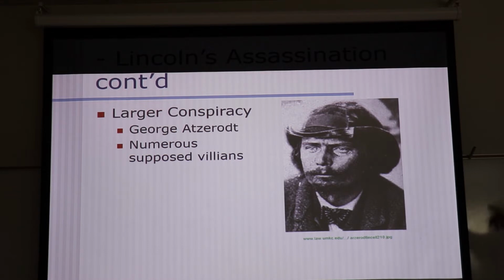Now, George Azardot was the guy who was supposed to kill Vice President Johnson. And he went to the hotel where Johnson was staying, because we used to have our Vice President, he'd have a room in a hotel. And George gets to the hotel, and he's feeling scared. So he goes to the bar, gets himself a drink. He feels he's not brave enough. So he has another, and another, and another, and eventually he passes out drunk.